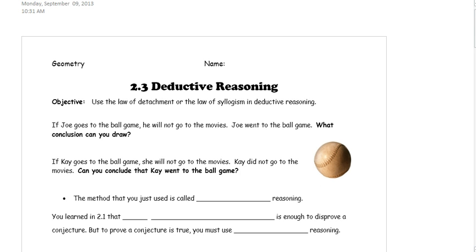Now, if we look at this, an example would be: if Joe goes to the ball game, he will not go to the movies. Joe went to the ball game, what conclusion can you draw? Well, if Joe goes to the ball game, he will not go to the movies. Joe went to the ball game, therefore he will not go to the movies. You're using that to decide if he will go to the movies.